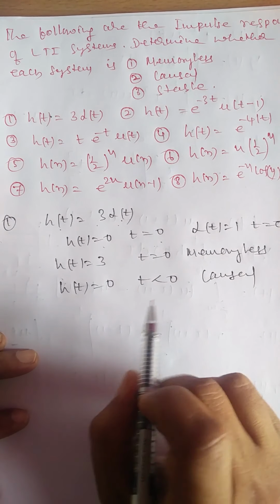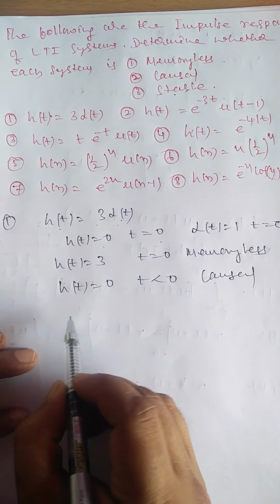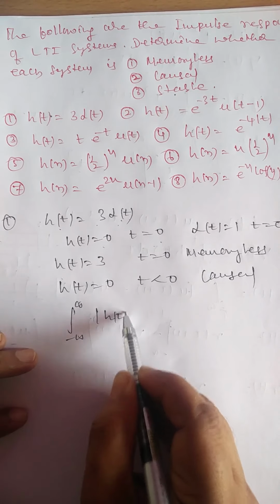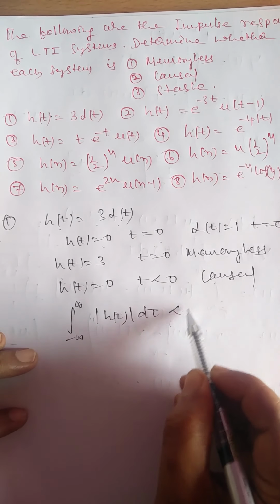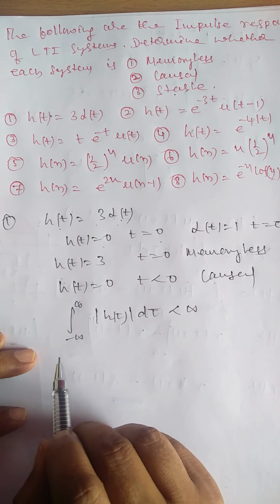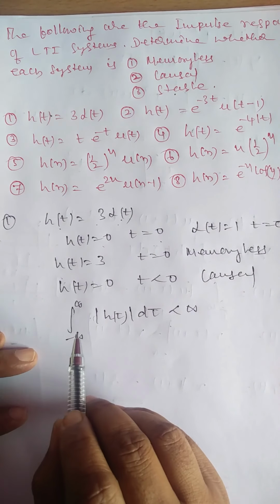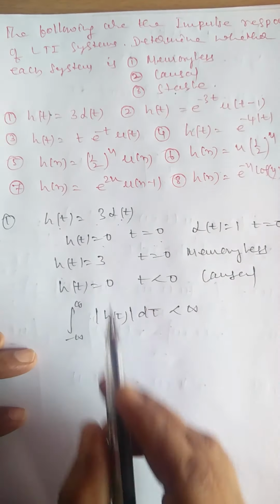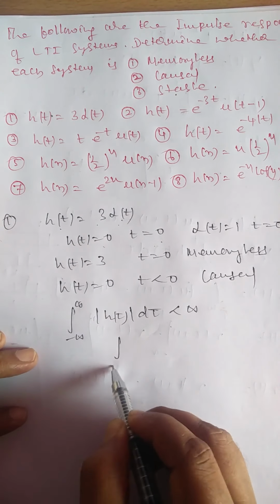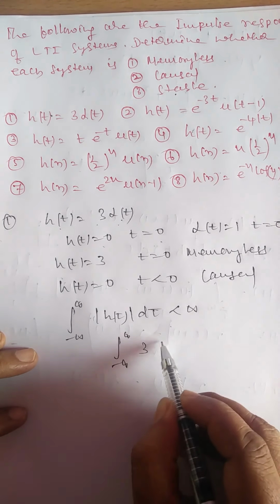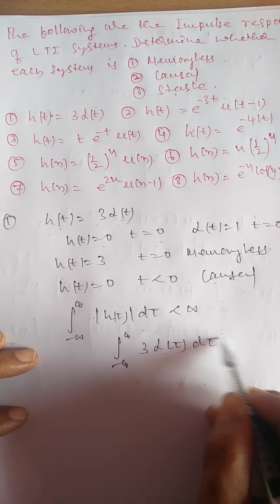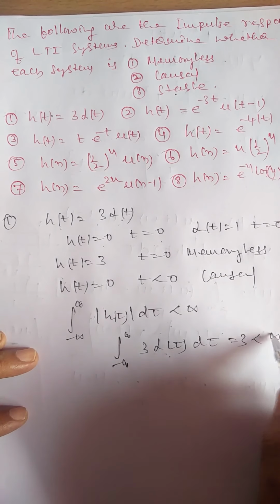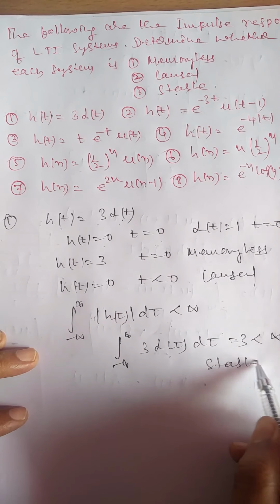Similarly, to say whether it is stable or unstable, we have to find the integral from minus infinity to plus infinity of modulus of h of tau d tau. If this is less than infinity, then the system is said to be stable, otherwise the system is said to be unstable. Here we have 3 into del of t. It is the integral from minus infinity to plus infinity of 3 into del of tau d tau. Since it exists only at 0, the answer here is 3. This is less than infinity, and the system is stable.